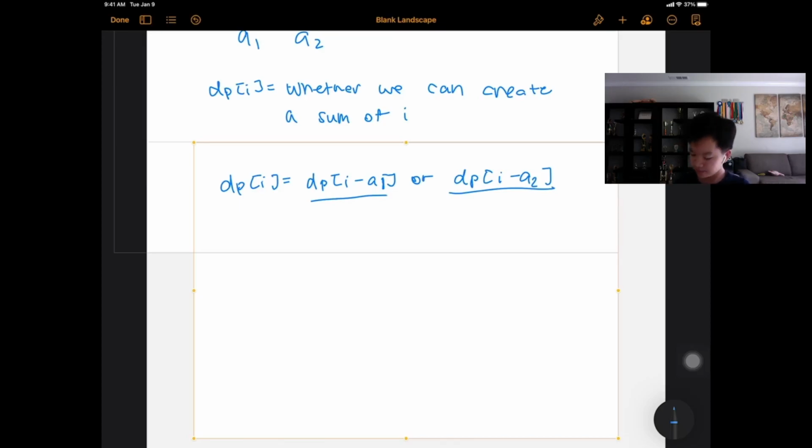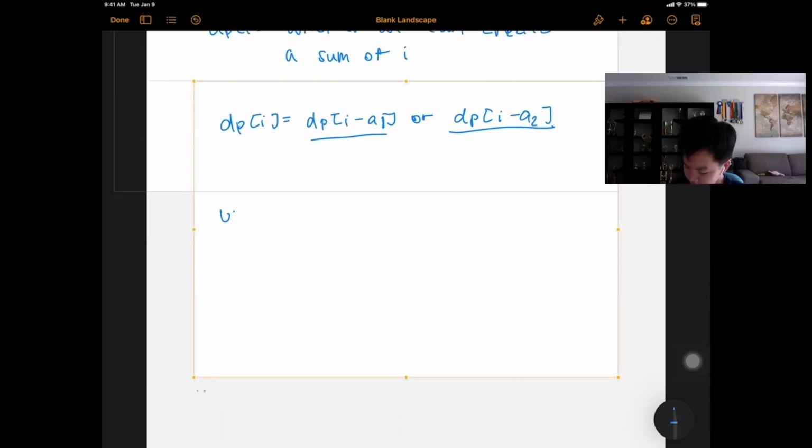Now, in this problem our upper bound is 2 times 10 to the 9th, which is pretty large. So you cannot store a DP array that is the size of this upper bound.